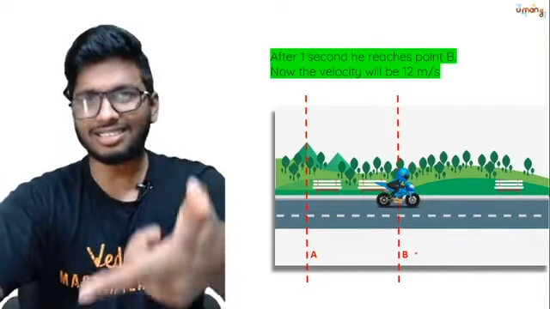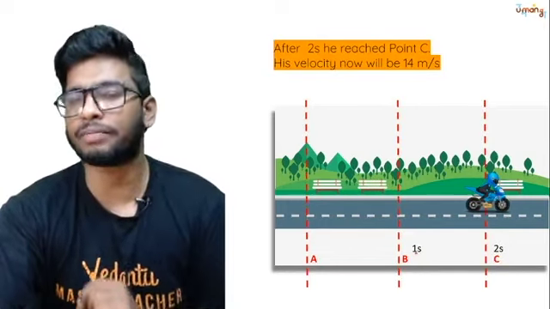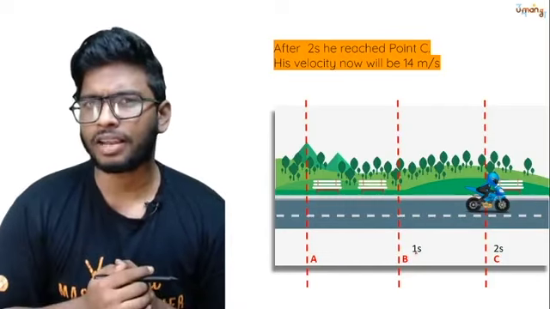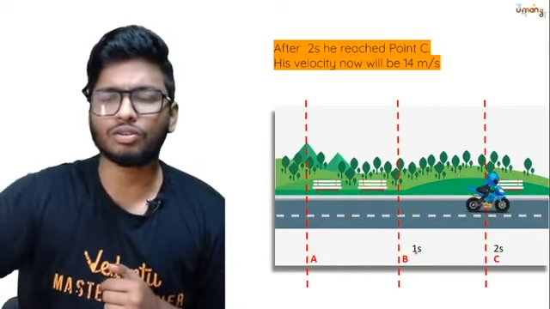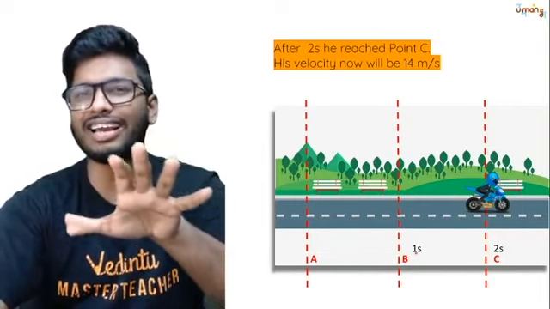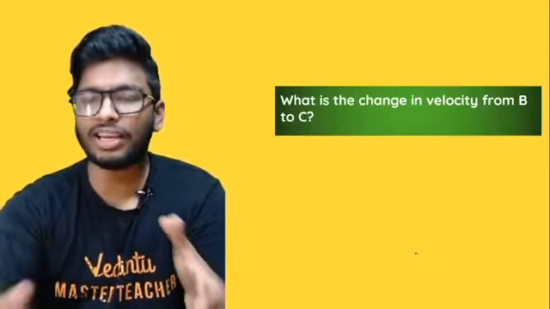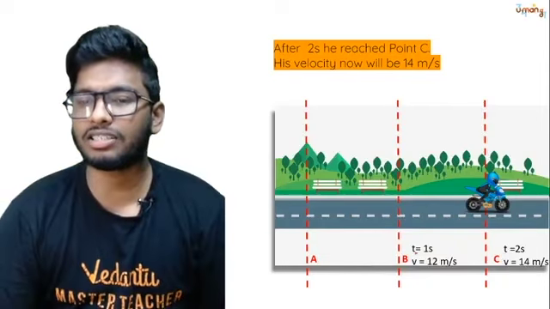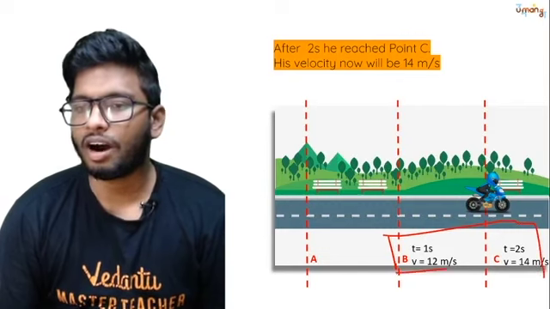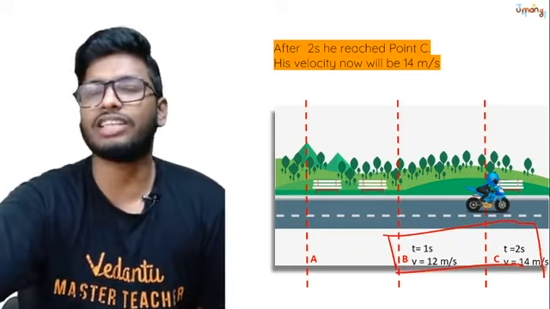Now, after another second, that is at time equal to 2 seconds, I see that the velocity is 14 meter per second. At time equal to 3 seconds, the velocity is 16 meter per second, and at 4 it is 18, and so on and so forth. Now, in this situation, I want to find out the change in velocity between point B and C. I want to find out the change in velocity between these 2 time periods.